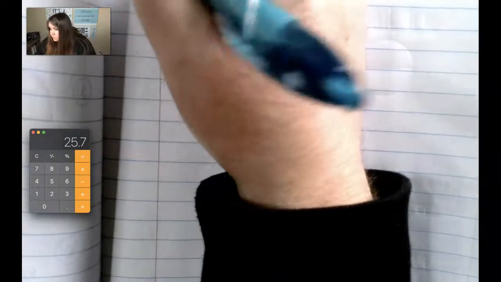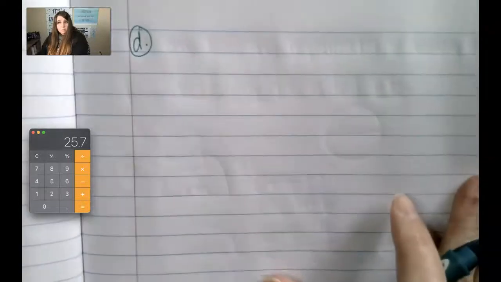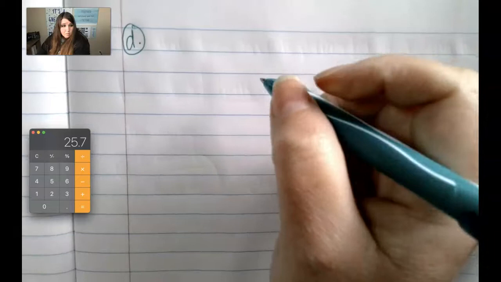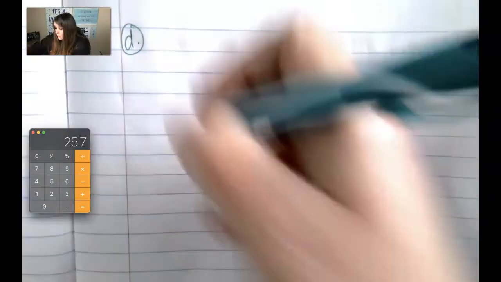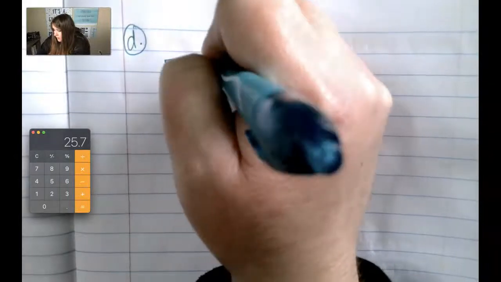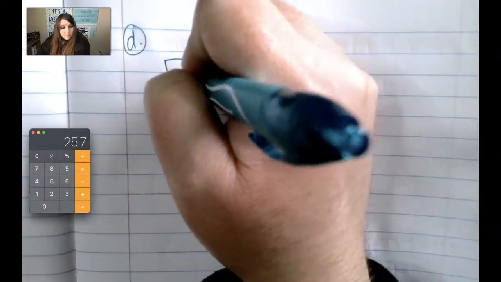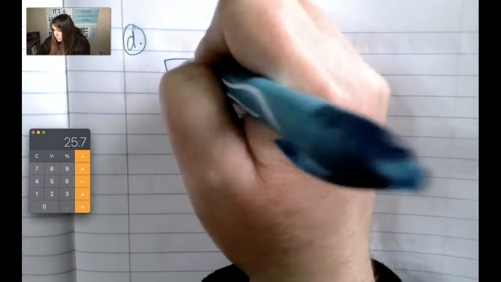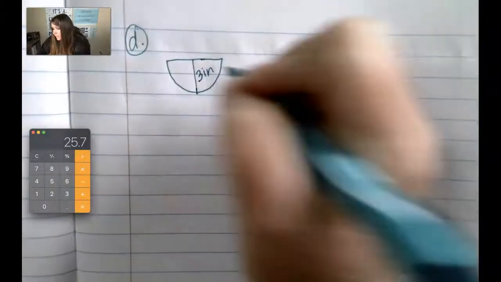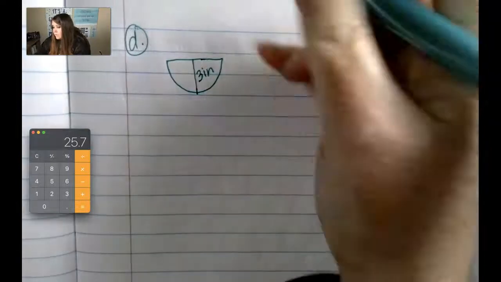Example D. Oh, you can't see. All right. Okay, we have a semicircle, and this time the radius is 3 inches. We want to know what is the perimeter of the whole thing, or the circumference of a semicircle.